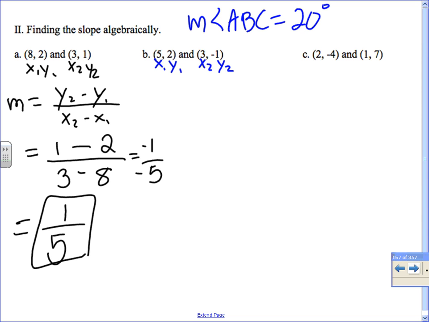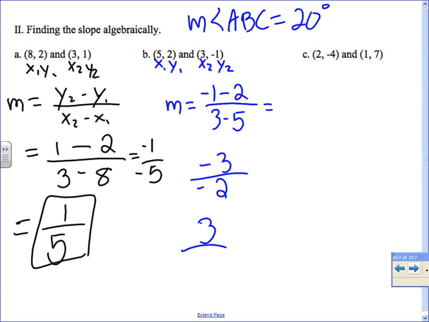Yes. Okay, letter B. X1, Y1, X2, Y2. Okay, formula is subtract the Y's first, subtract the X's on the bottom. So we have -1 minus 2 over 3 minus 5. -1 minus 2 is -3. 3 minus 5 is -2. So Matt, -3 over -2 reduces to what? Should be with me. Come on. I'm not writing this just because. +3 over 2.